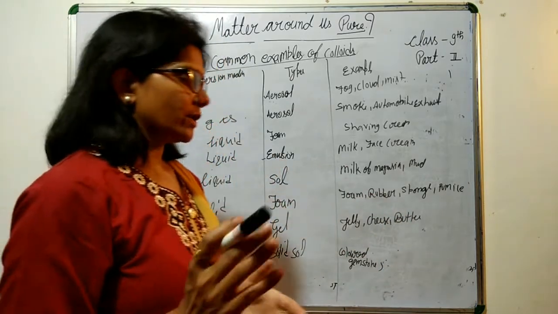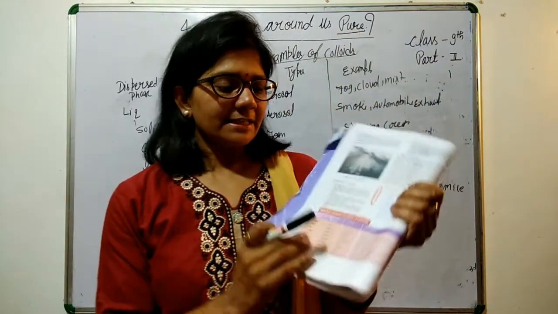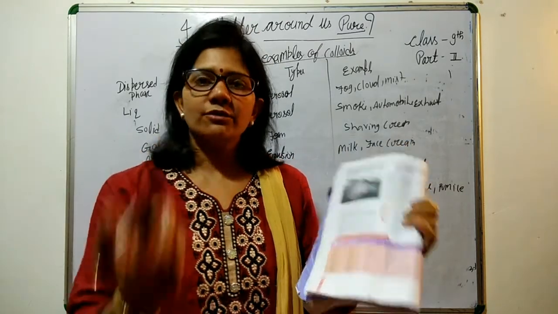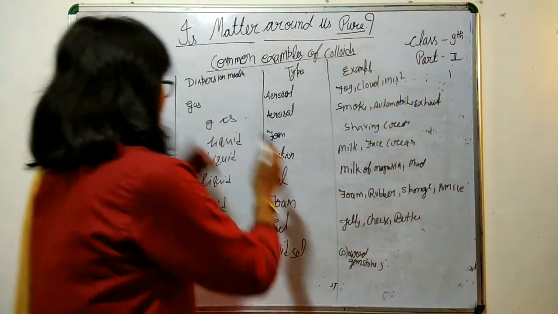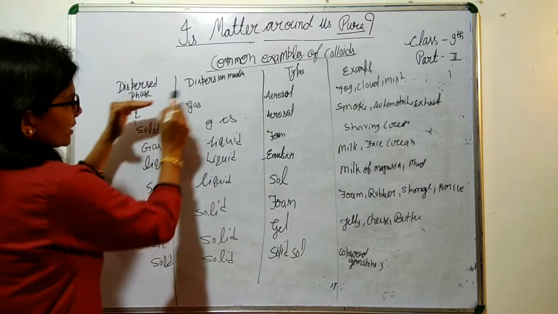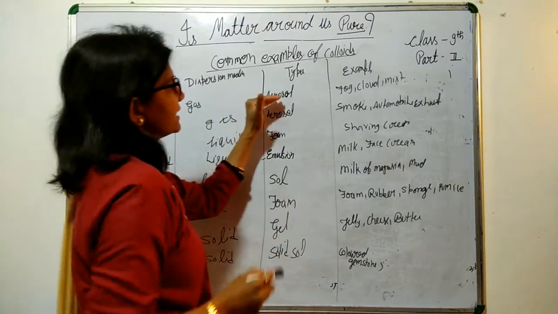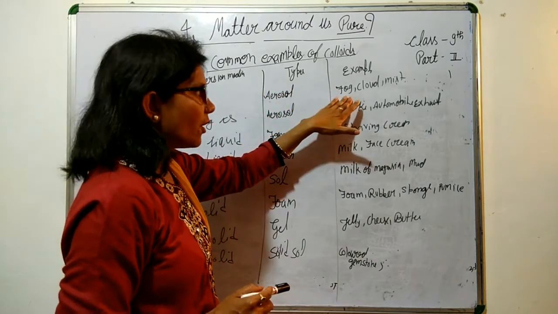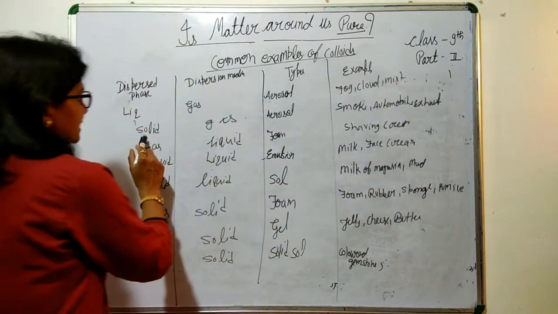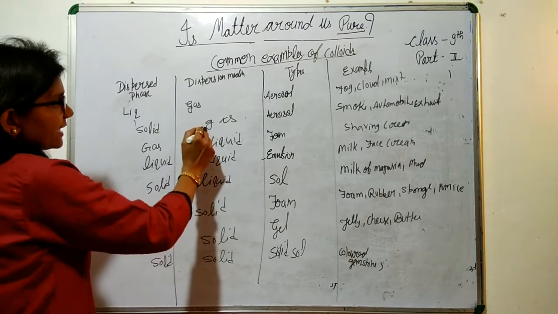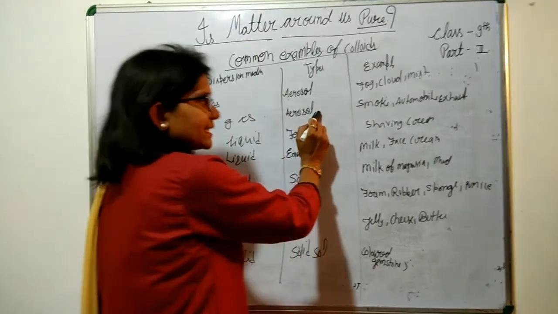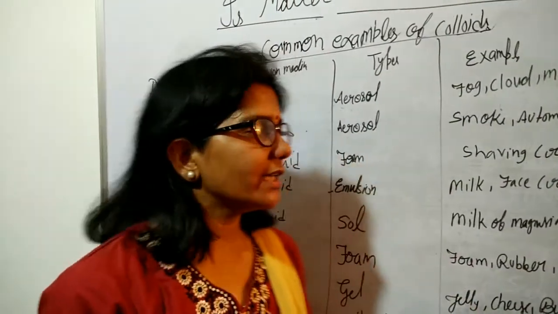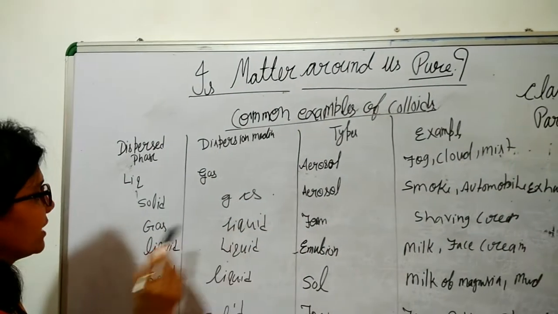So try to learn everything mentioned here. Even in your NCERT book, let me show you, this is the chart which is very important, so please consider it. It is very helpful for competitive exams. So what is here? If the dispersed phase is liquid and the dispersion medium is gas, that is liquid in gas, it is known as aerosol. Examples are fog, cloud, mist. Then if the dispersed phase is solid and the medium is gas, it is again known as aerosol. Examples are smoke and automobile exhaust.